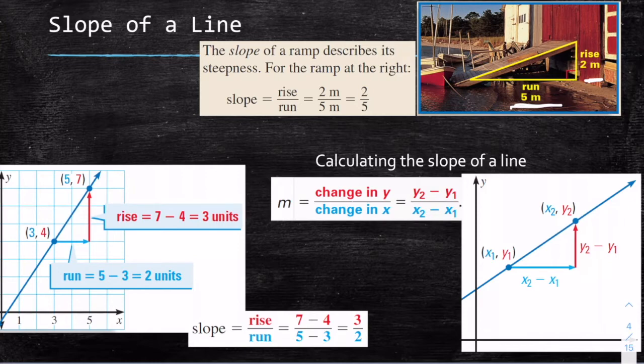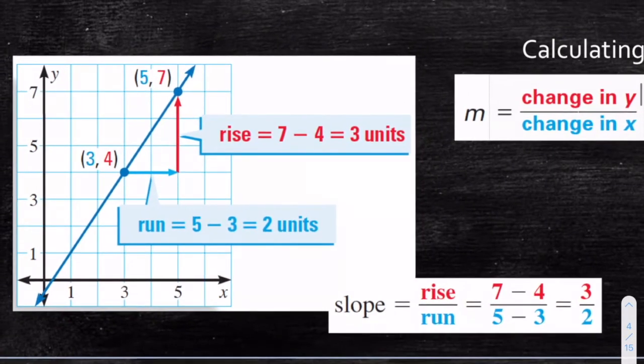Since it rises 2 meters over a run of 5 meters, that makes the slope 2 over 5. If you look over to the left here, we're looking at a line on a graph, and there are 2 points identified on that line. Notice what we're doing here. We're taking the y values, 7 minus 4, and getting 3 units. So we're taking the difference of the y's and putting it over the difference of the x's. And so we've got 5 minus 3, and that becomes 2. So the slope of this line that you see on the graph has a rise of 3 over 2.